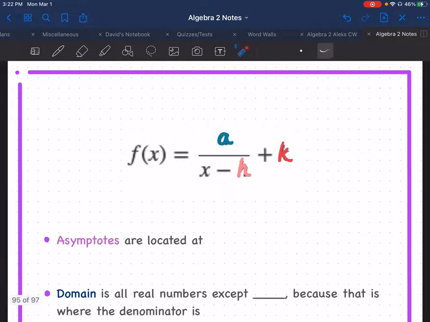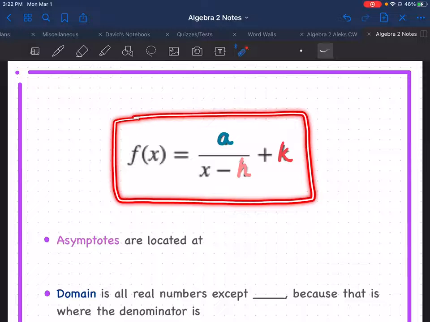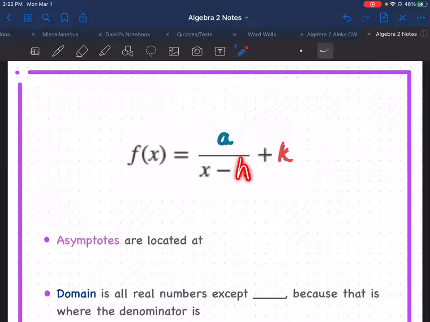All right, I can think of this as a second form of my rational function. And this is quite helpful because it's going to help me find my asymptotes, and it's going to help me find my domain and my range. So a is going to be the number that's on top of my rational expression. h is going to be down here with the x. And notice that it does say minus, so h is actually trying to trick you. If h looks like it's negative, it's really positive. And if h looks positive, it's really negative.